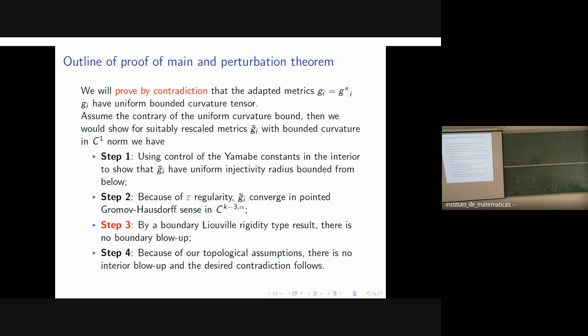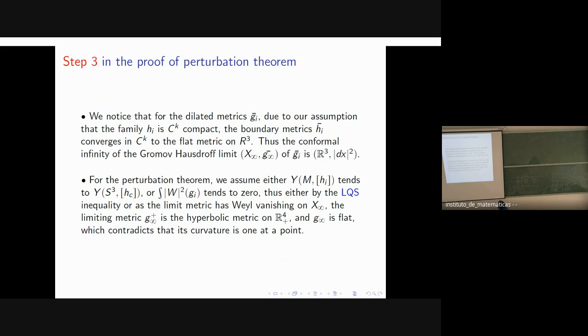Okay, so that's an outline. And now I will spend some time trying to prove step 3. First, I prove step 3 in the case of the perturbation result, which turns out to be a direct consequence of this LQS inequality. So perturbation means I'm already perturbed in a neighborhood of the standard metric on the boundary.